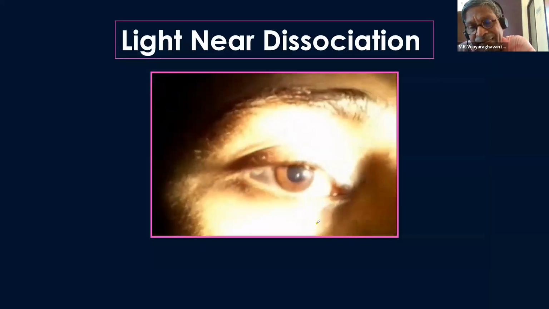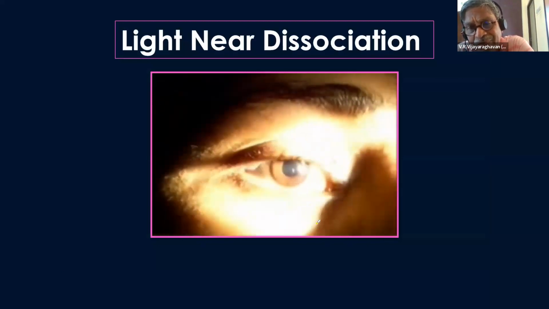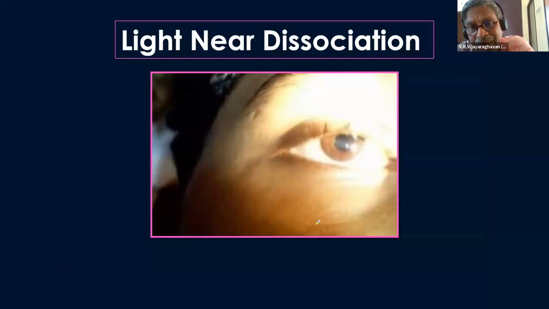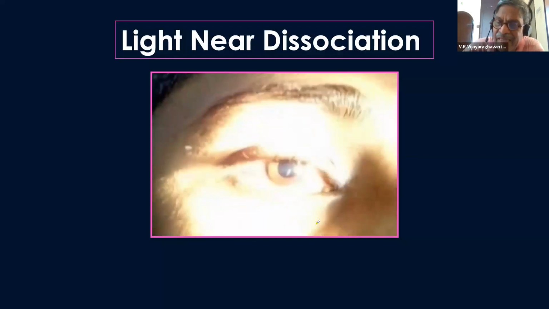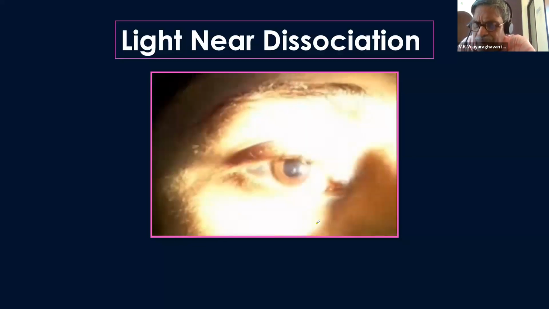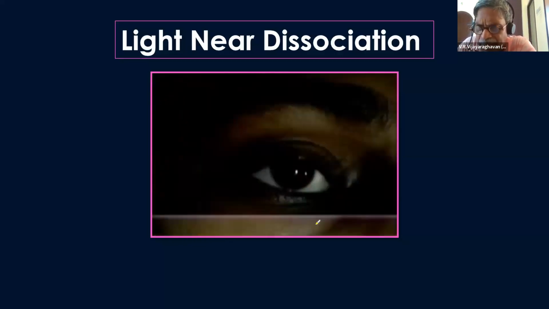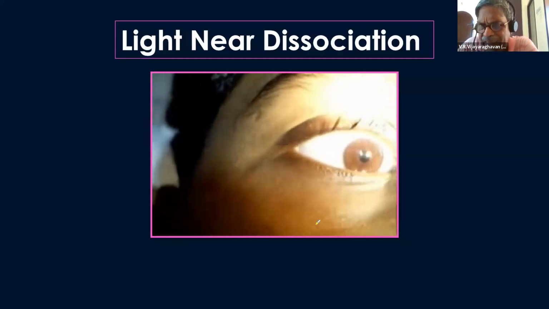Now we can see, with light, the pupil is not working. When you ask him to converge, see now the pupil is constricting. For light, it is not working; for near, it is working. You might have heard about Argyll-Robertson pupil, where the accommodation reflex is present. You know that in tertiary syphilis.